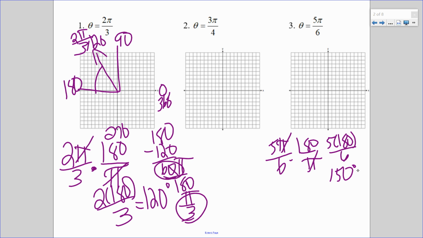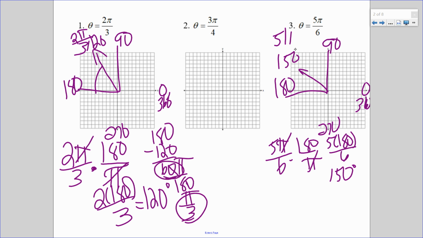Is 150 between 0 and 360? Yes. So 0, 90, 180, 270, 360. 150 is between 90 and 180. It's closer to 180. There's 150, or I can put it in radians as 5 pi over 6.